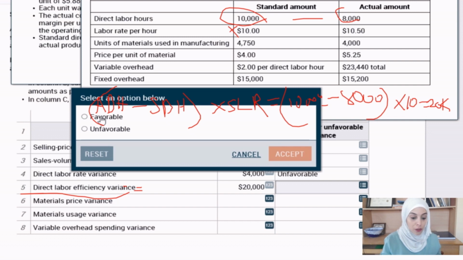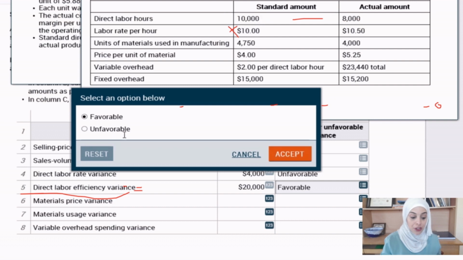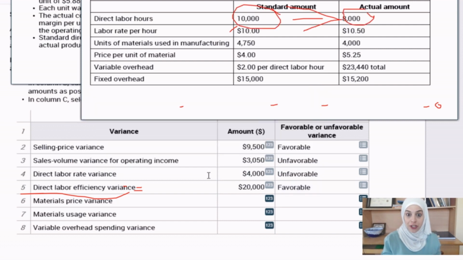And was it favorable or unfavorable? It was favorable, because the actual direct labor hours were below the standard direct labor hours. We worked fewer hours than budgeted. We were able to finish the work in fewer hours, so it's favorable for sure. Okay, guys, always use logic when you solve the questions. I don't find anything difficult. From its name, you can discover how to compute the variance, and favorable or unfavorable is by logic, okay?